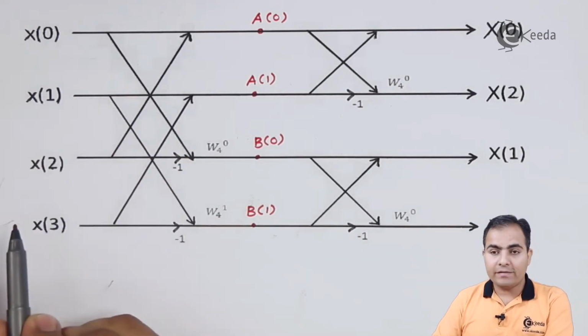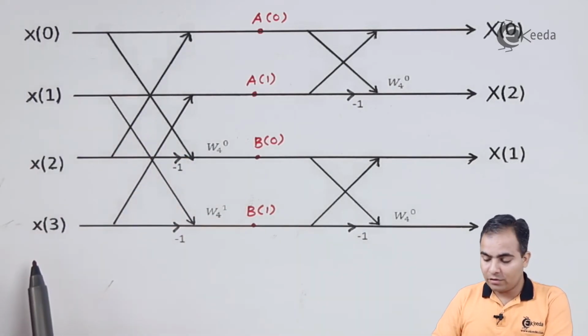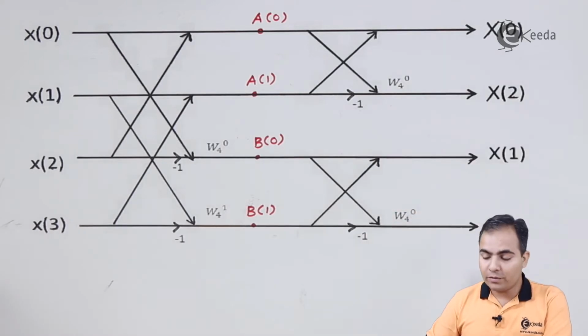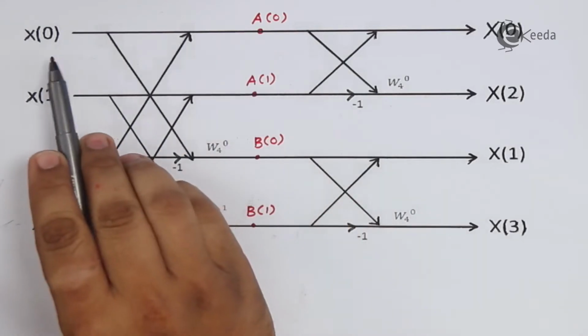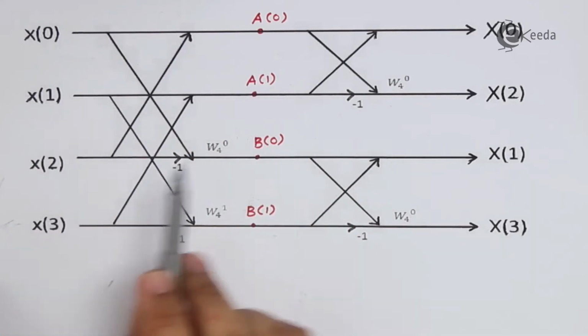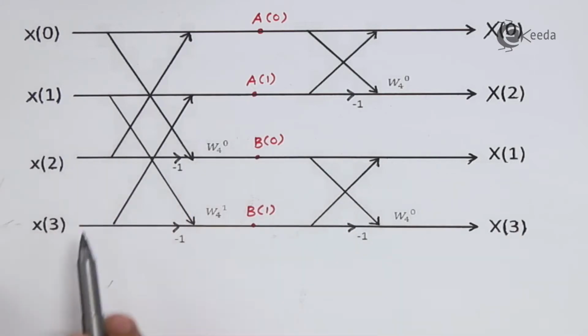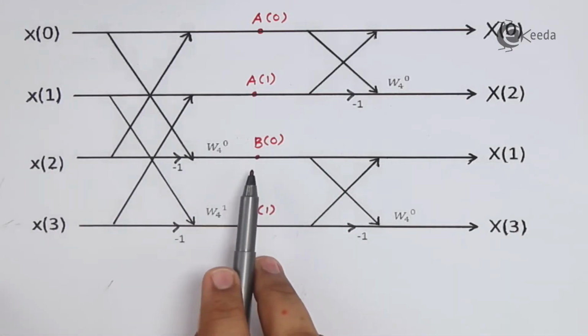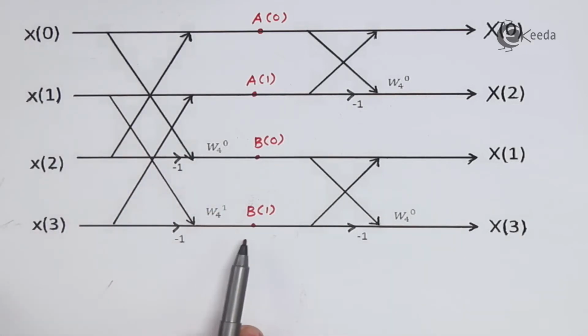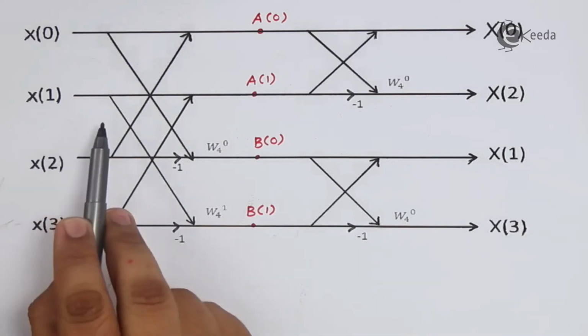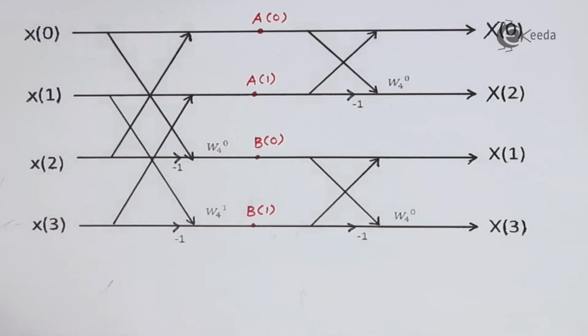On the input side, we will write the sequence in the normal way, and at the output you will get even outputs and odd outputs. First of all, a0 is the addition of x of 0 and x of 2. a1 is the addition of x of 1 and x of 3, whereas b0 is the subtraction of x of 0 and x of 2, that is, multiplied by minus 1. Similarly, we calculate b1, which is x of 1 and x of 3, with x of 3 multiplied by minus 1.